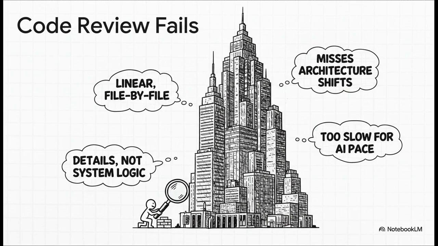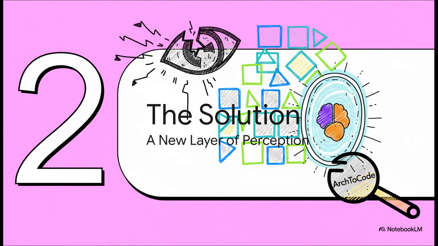Okay, so what about code review? I mean, that's the bedrock of quality, right? But it's a linear process in a world that's anything but. You're looking at diffs, file by file, focusing on tiny line-level details. You literally can't see the huge architectural shifts happening under the hood. It's like trying to inspect a skyscraper by looking at one brick at a time. It doesn't scale anymore. So if our old ways of seeing the problem are failing us, well, we need a new way to perceive our code bases.